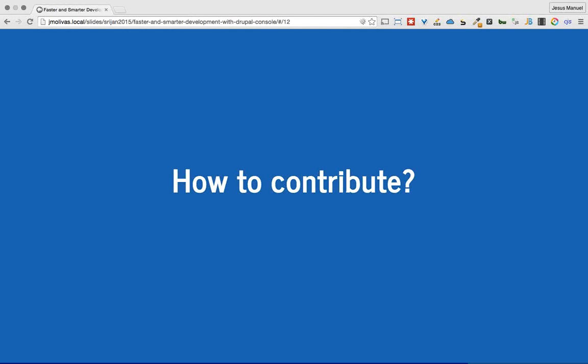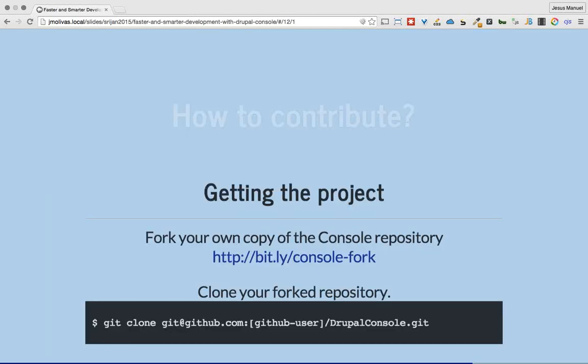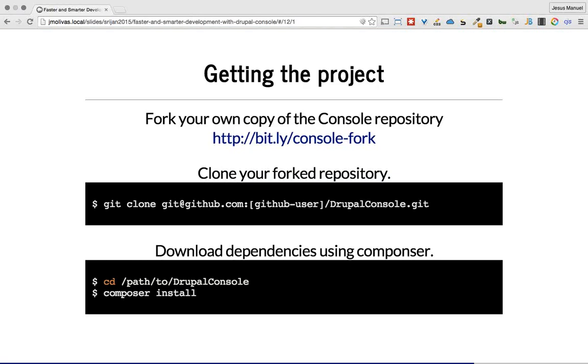Anyone can contribute. You can add new features, you can write your own integration with your module, you can improve translation and documentation, but first you need to get the code, right? Getting the project code is as easy as following these 3 steps. First, fork the project. Second, clone your fork. And 3, just download dependencies.